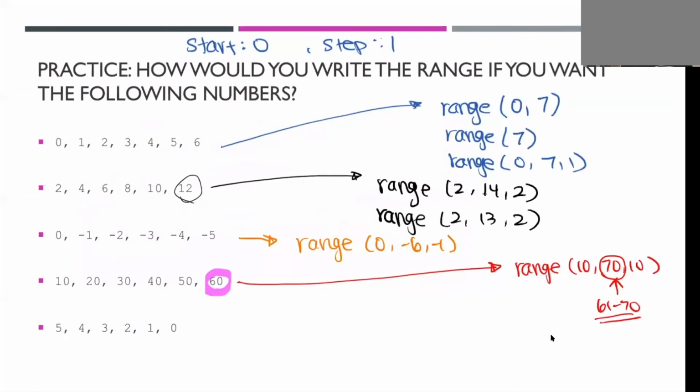So if we have 60 and we add 10 to it, we know that that will give us 70. So as long as this number in here will allow us to make the cutoff for 70 as 70, which is why we have a combination or any of these numbers, you'll be okay. Now we have 5, 4, 3, 2, 1, 0. What would your potential range for this be?